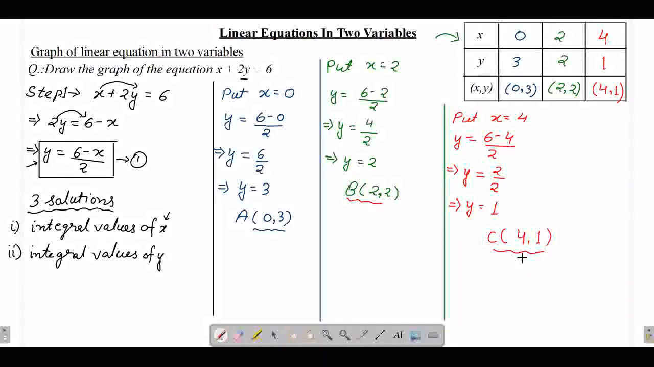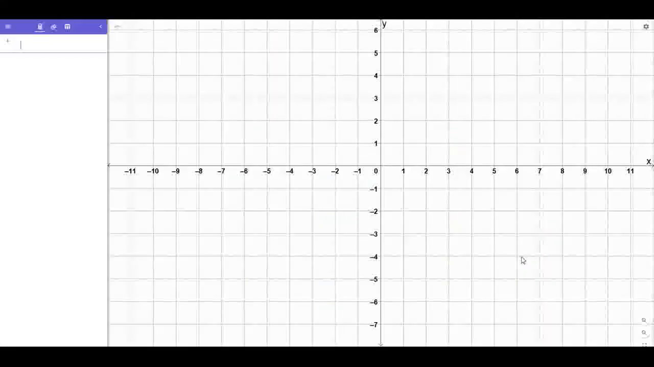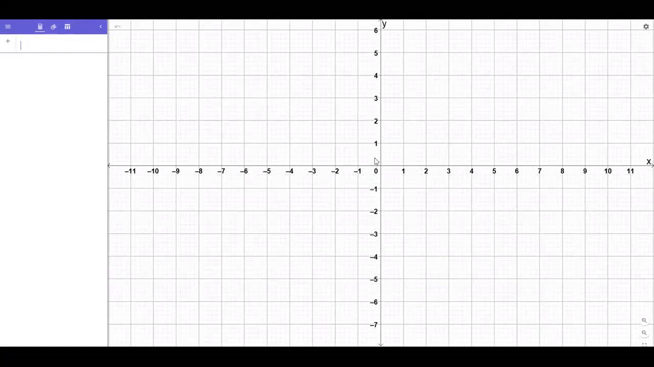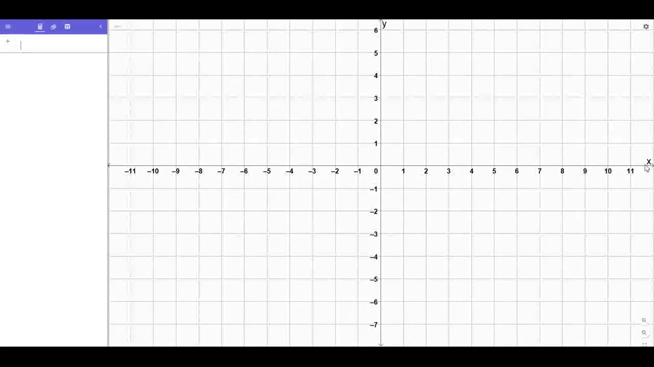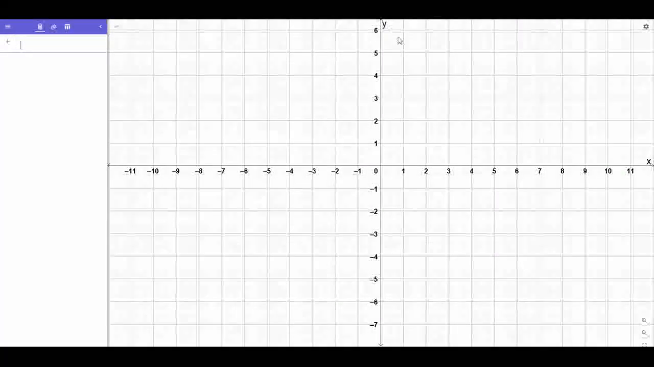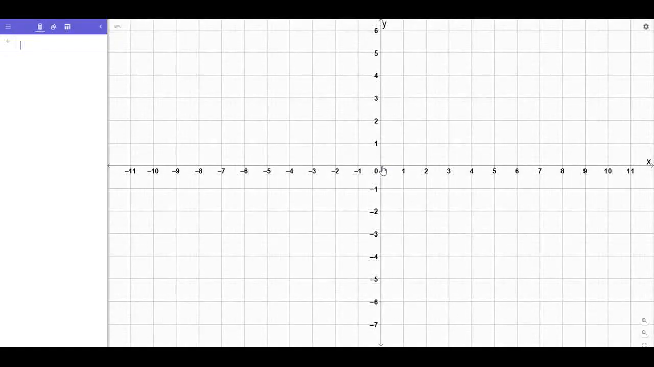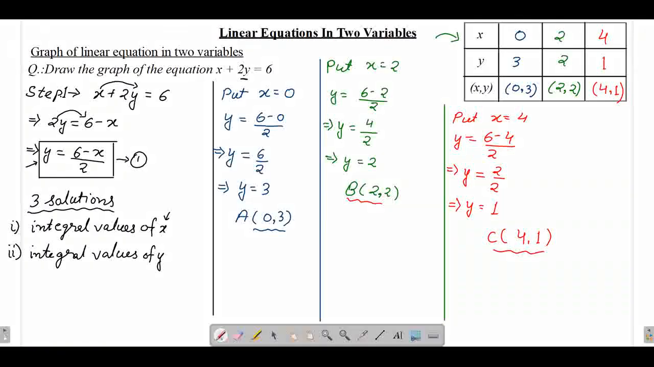So quickly I am taking a graph sheet here. Here we have the graph. The horizontal axis is named x, the vertical axis is y. The point of intersection of these two number lines is known as the origin. Here we'll plot our 3 points. What was our first point? The first point was 0 comma 3, then 2 comma 2, and then 4 comma 1.